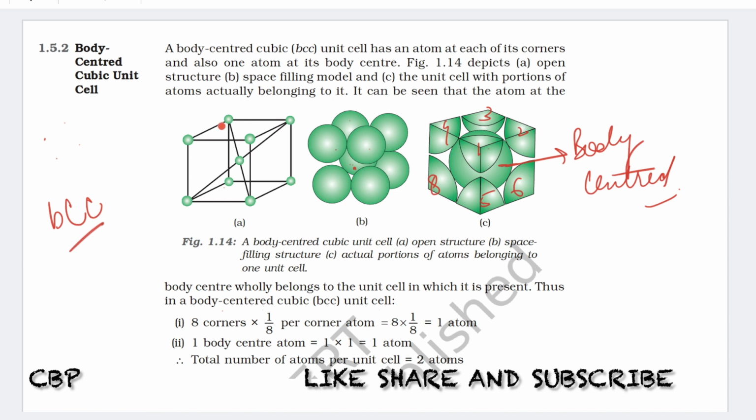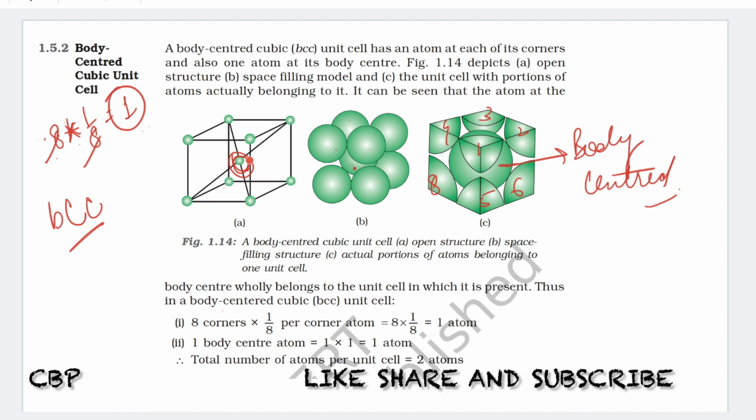Here 8 atoms are present at the corners, and each corner has a contribution of 1/8. So we get one atom from the corners, and one atom is present at the body center, and the body centered atom doesn't share with anyone.